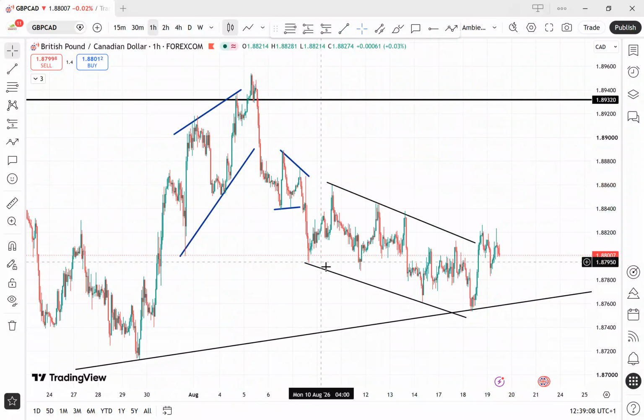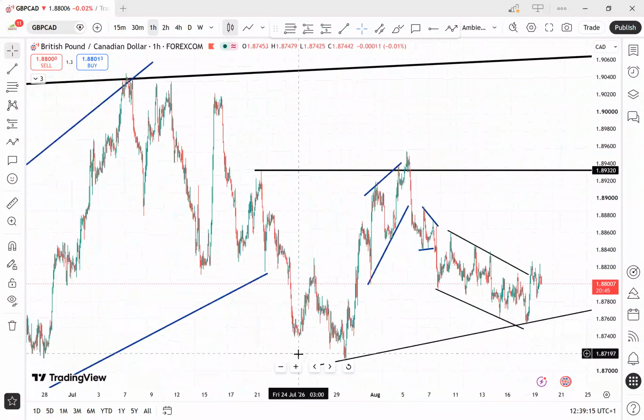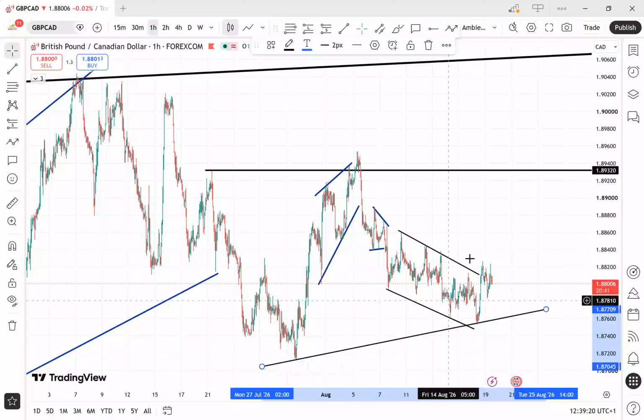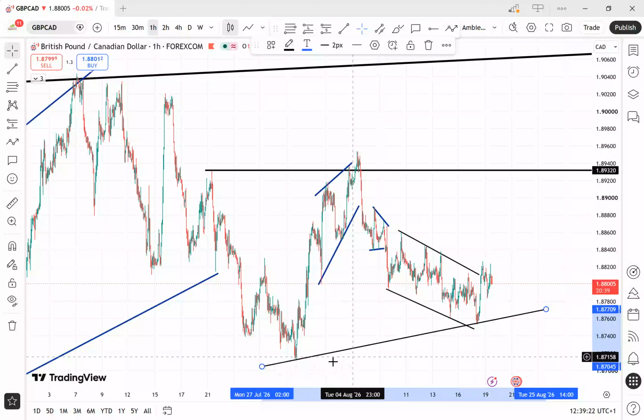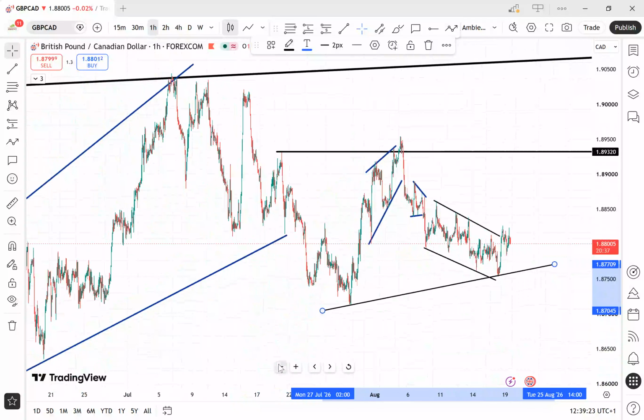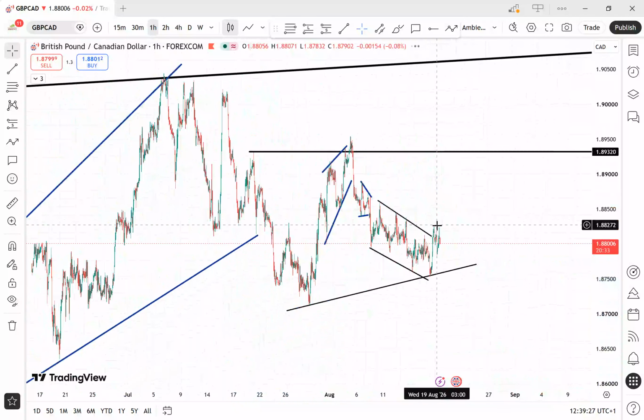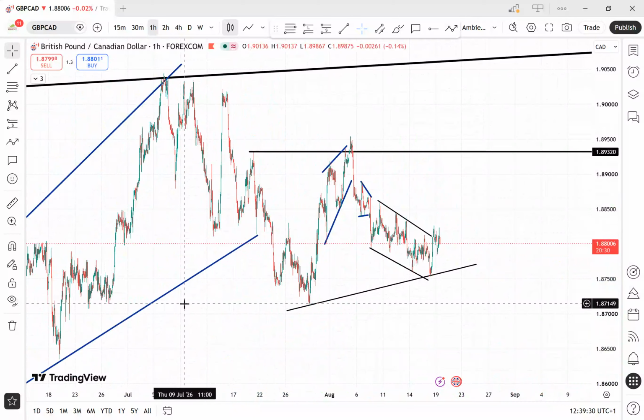Price has broken out of here, but it is not in alignment with the higher time frame structure. So what do we do? We have to wait. What do we need to see here? We need to see bearish price action on the mid time frame that aligns with the higher time frame bearish bias.